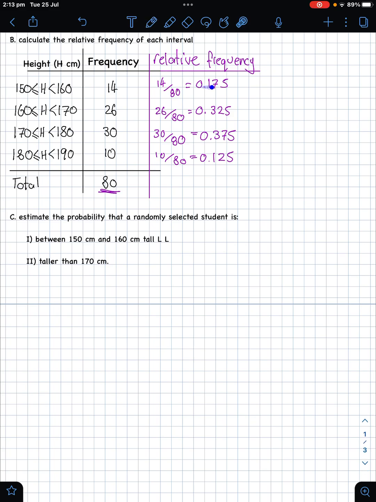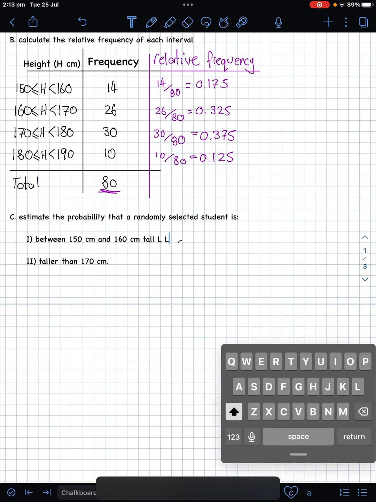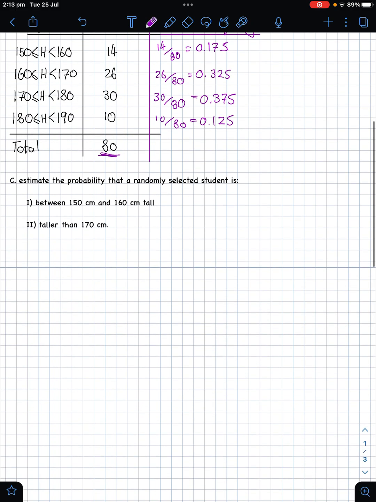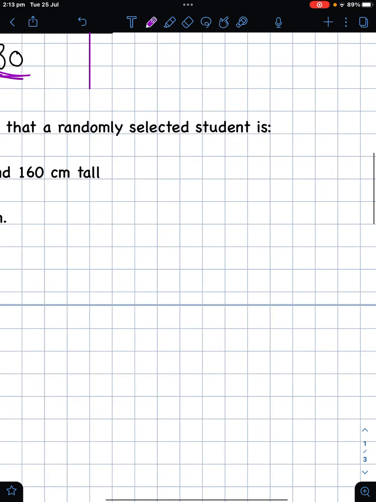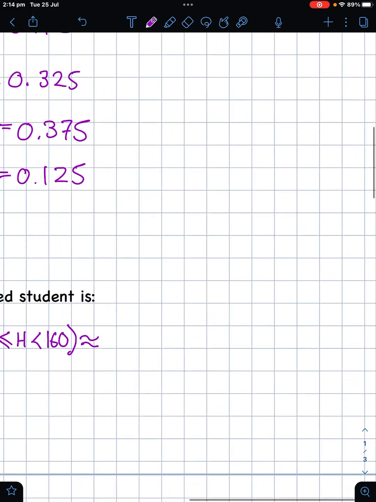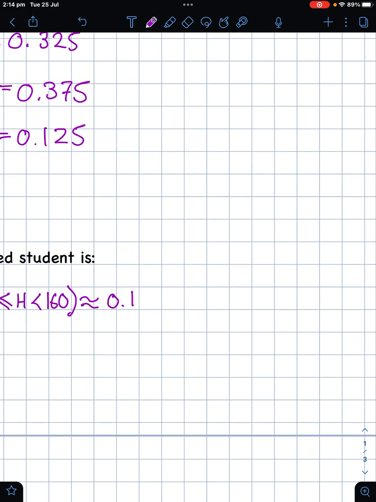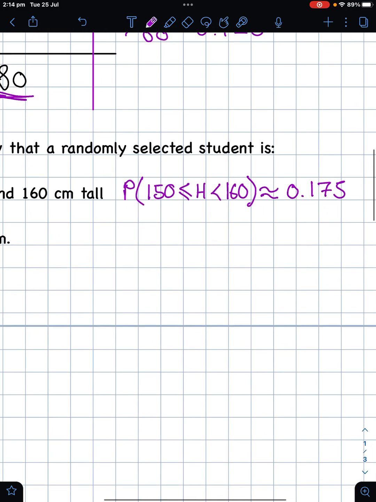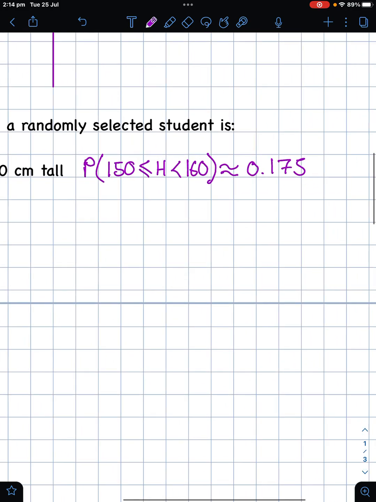Well, that is this value here. So our probability that the height is between 150 and 160 centimetres tall is going to be approximately 0.175. And then our last one here is probability that it's taller than 170.